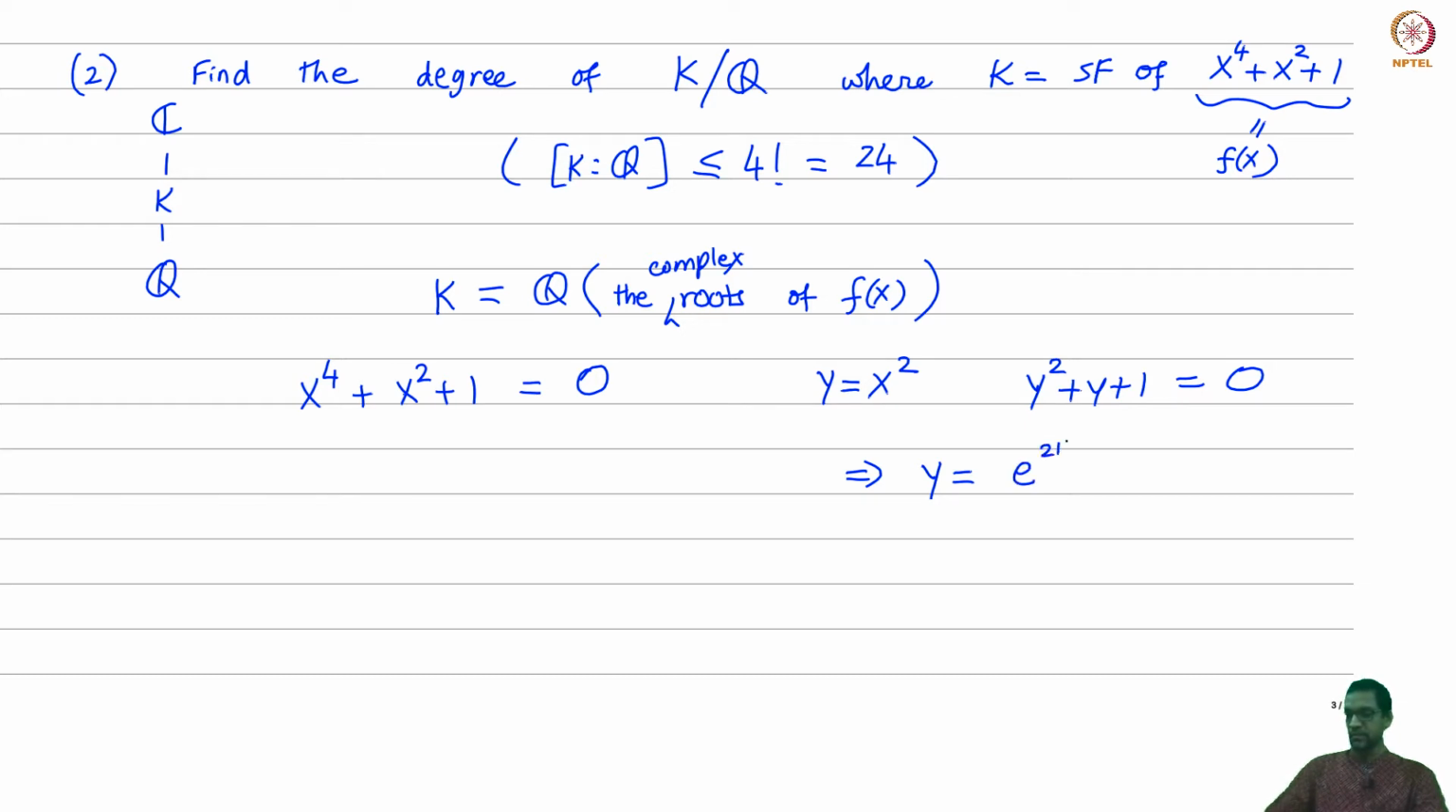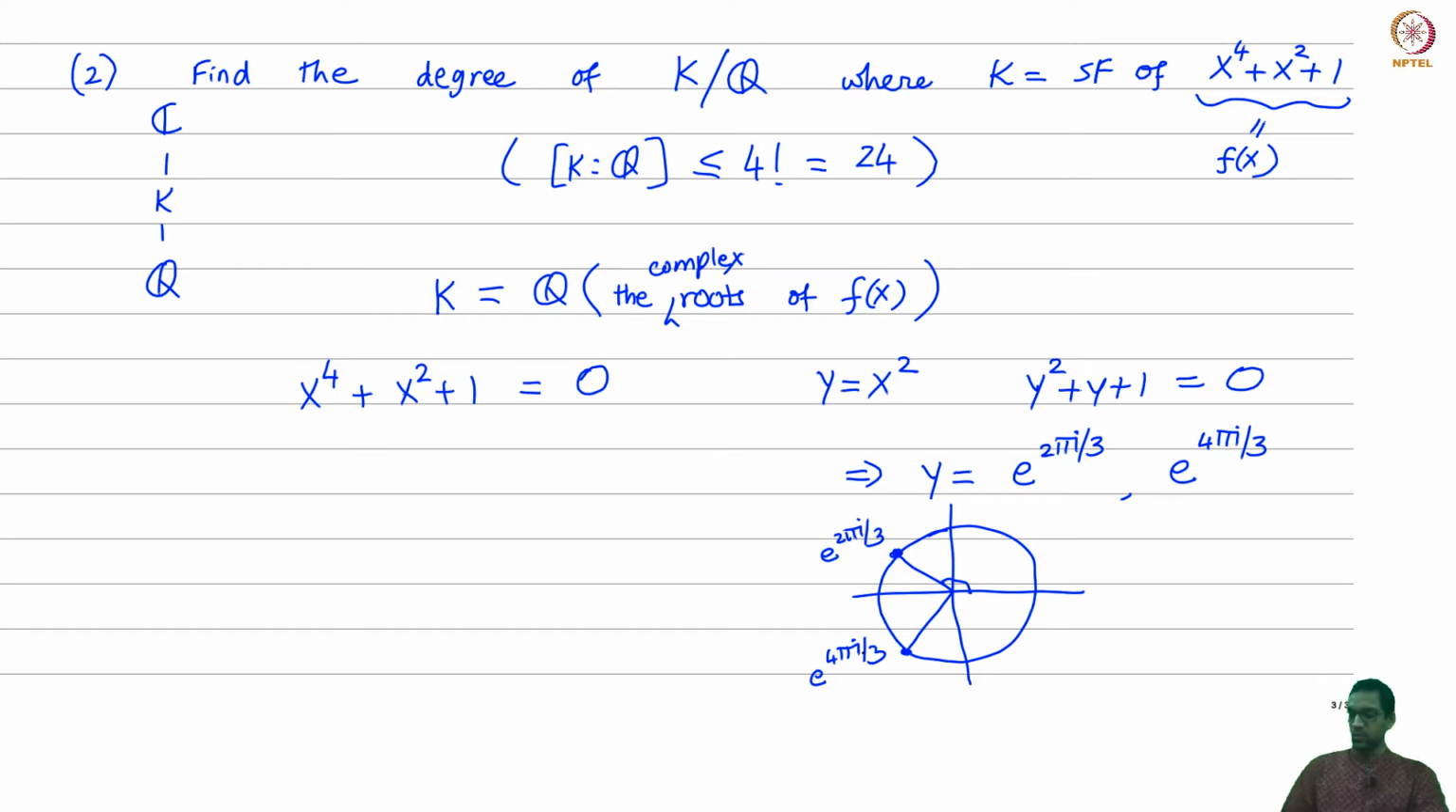Let me write them out explicitly: e to the 2 pi i by 3 and e to the 4 pi i by 3. These are the two cube roots of unity other than 1 itself. So this is my complex plane. Omega is this one here, which makes a 120 degree angle, e to the 2 pi i by 3. Omega squared is the other root, e to the 4 pi i by 3. And of course this is what y is.